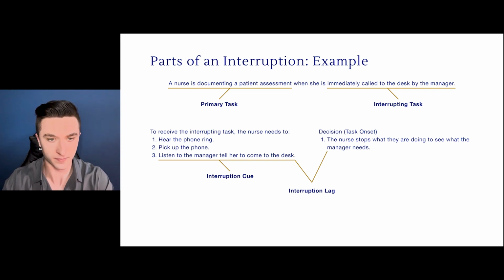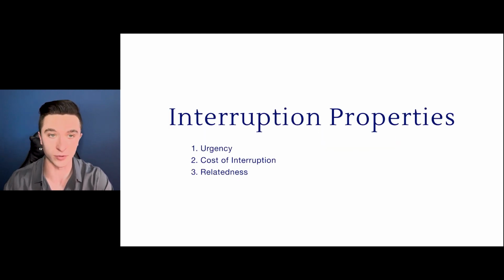lag exists. The reason we care about knowing when the interruption lag happens is that you will need to use this period of time to identify 3 key properties of the interruption. So in every interruption that you face, there are 3 key properties that you need to identify and consider in order to make the correct plan of action.